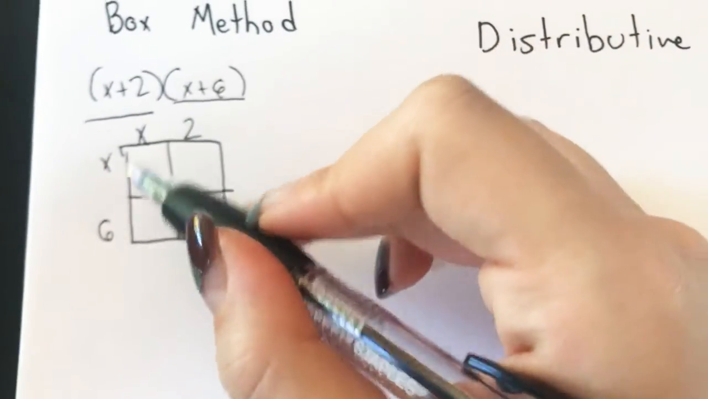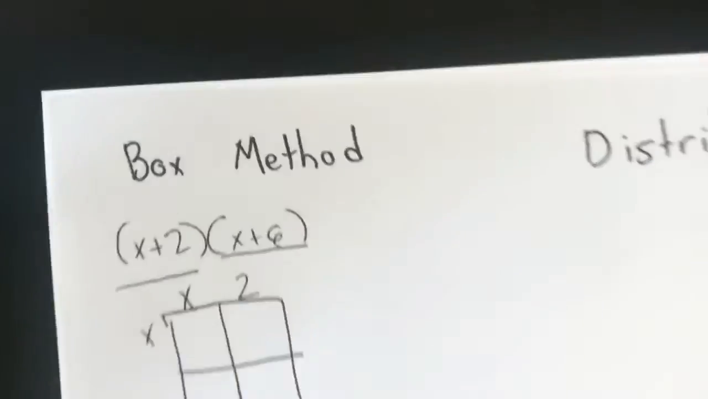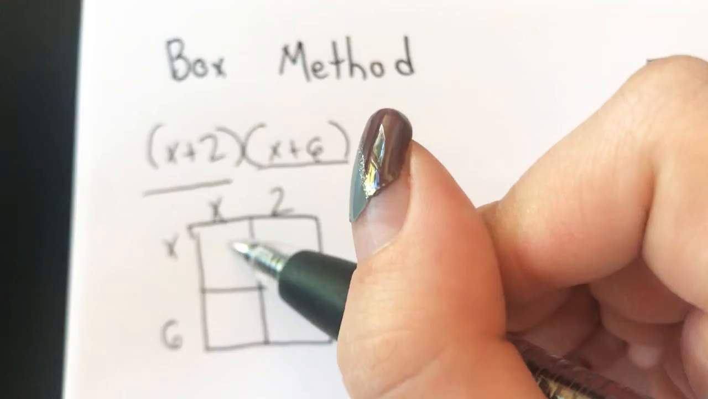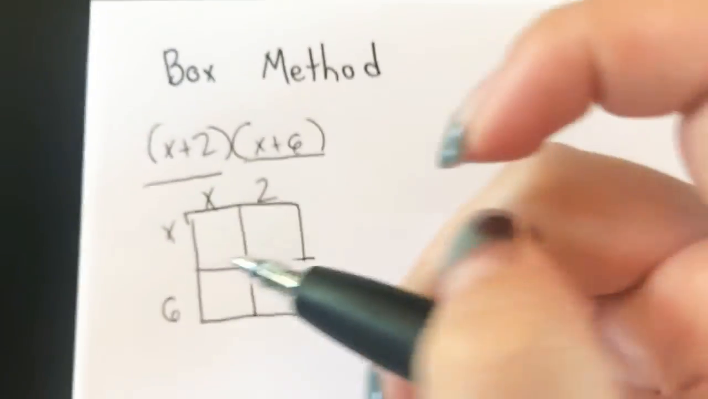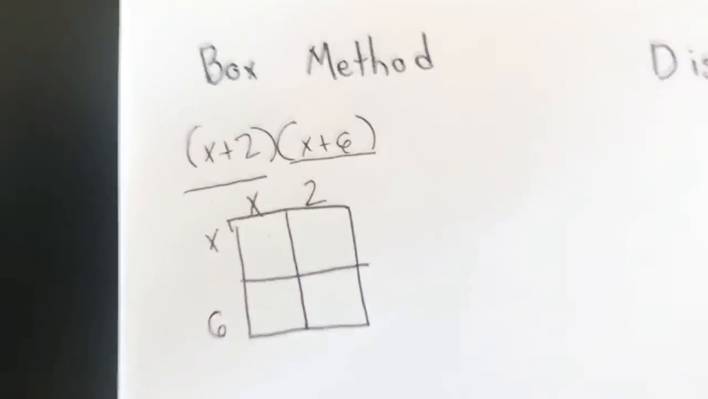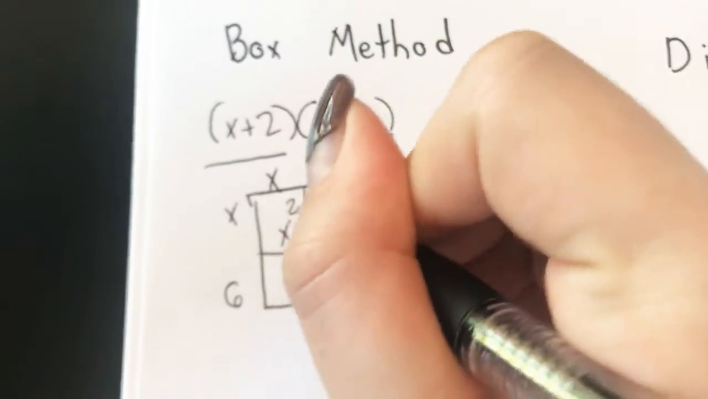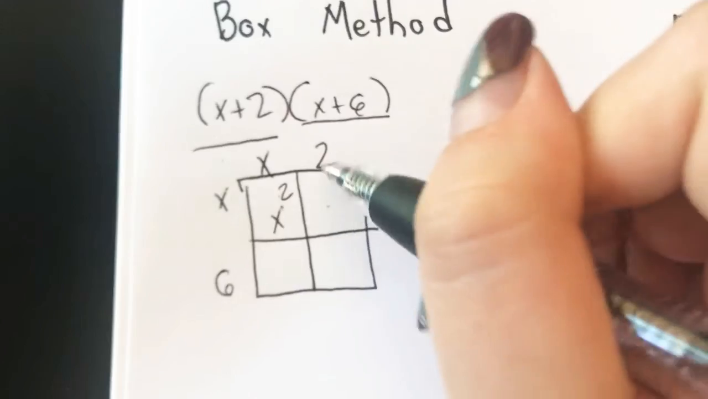I'm going to split my box so that each term of each factor has its own little section. And then we're just going to go ahead and multiply to fill in the empty rectangles of the box. Sorry, I don't know why my camera keeps focusing and then unfocusing. So I have x times x, this is x squared. I have x times 2.